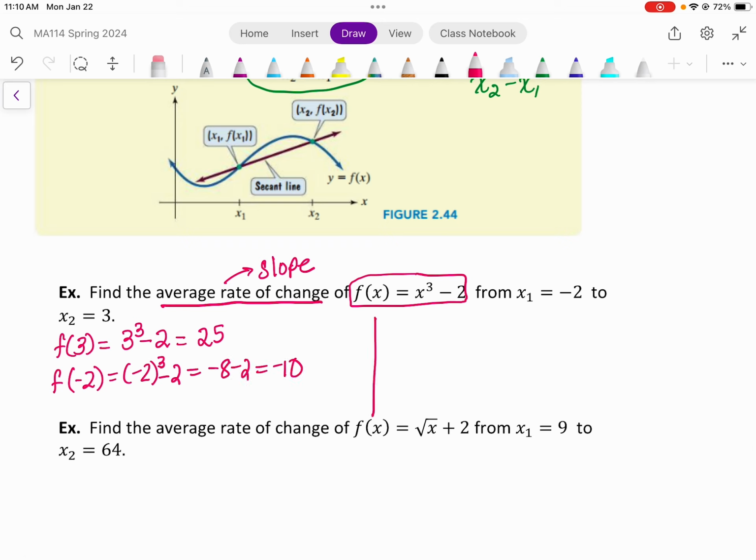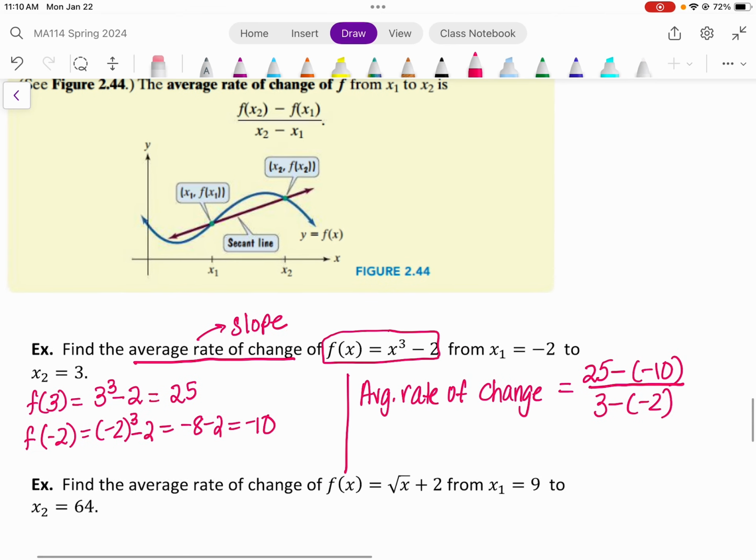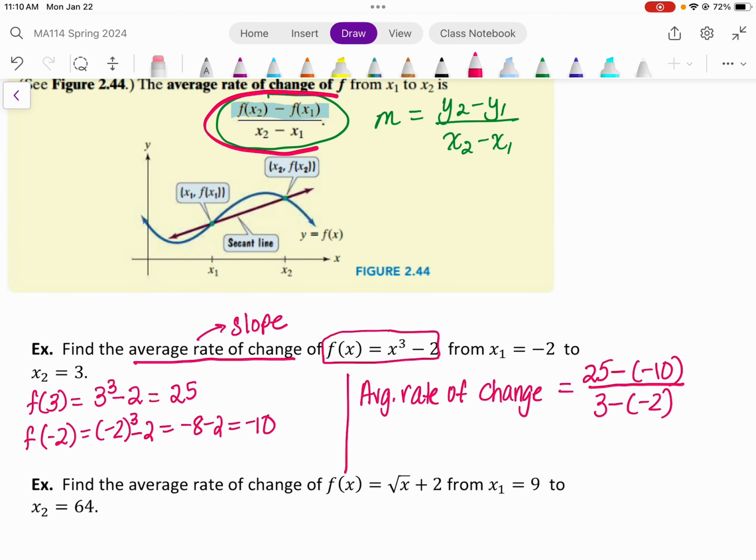All right, so then the average rate of change is f of x of 2, so f of 3, minus f of negative 2, divided by, and then we subtract our x's on the bottom in the same order. So 3 take away negative 2. So again, I've plugged everything into this formula right here.